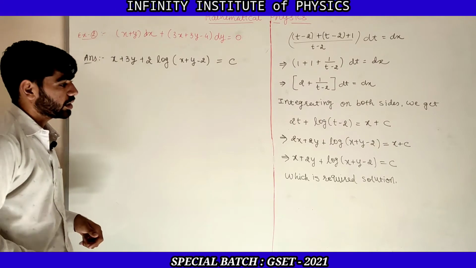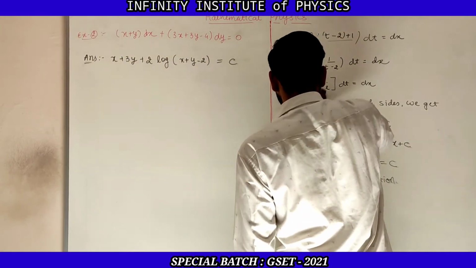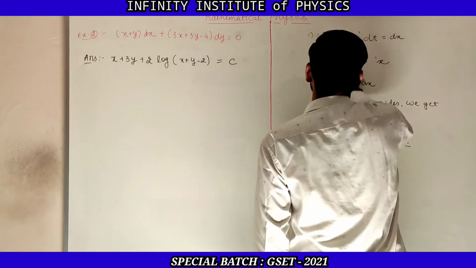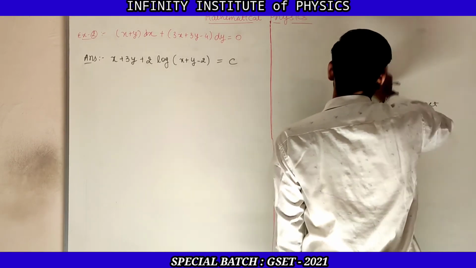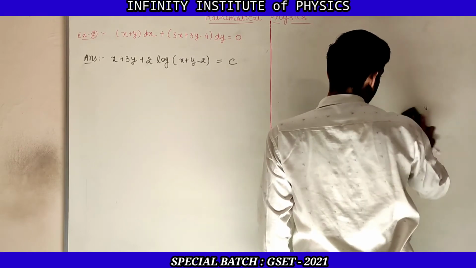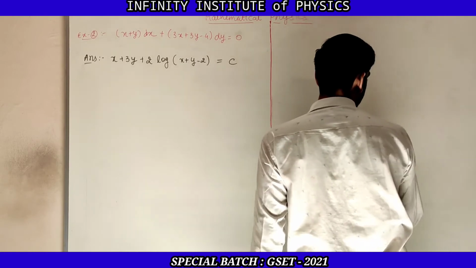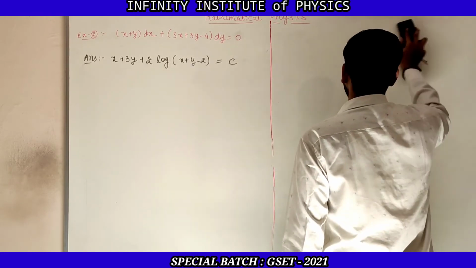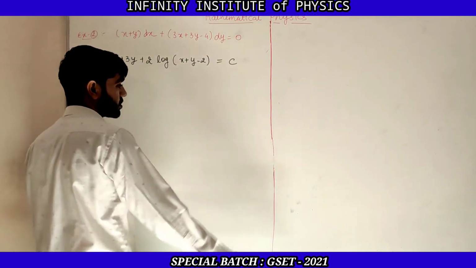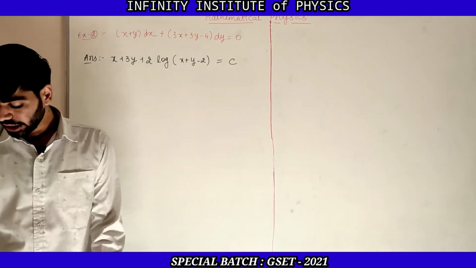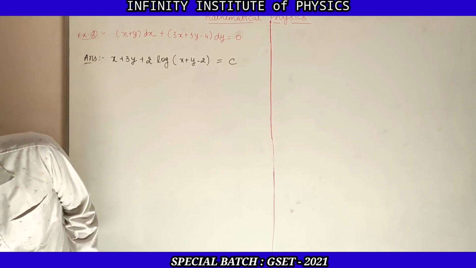Now the next example is related to the second case of the non-homogeneous. That means if the ratio of coefficients of x and y from the numerator and denominator is not equal, that is a1 by a2 is not equal to b1 by b2, then how to solve that question. The theoretical part we have already done, so now we are going to solve the examples related to that.